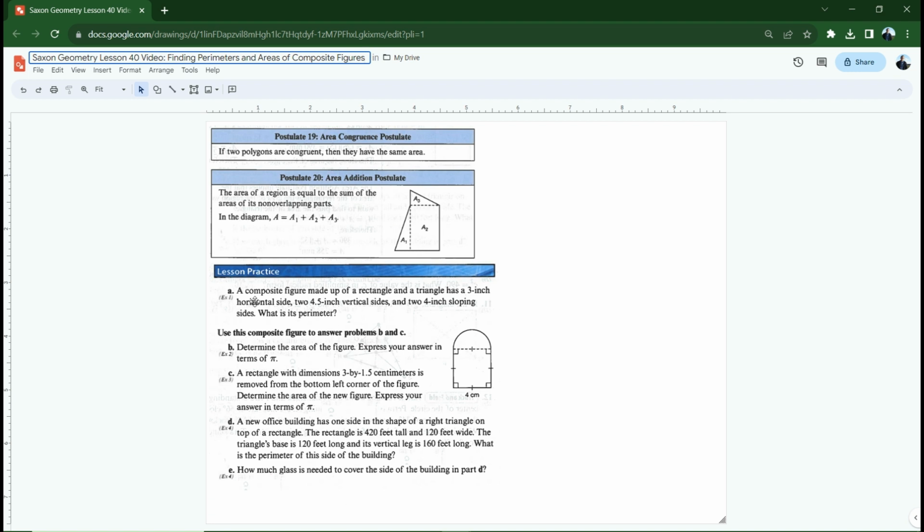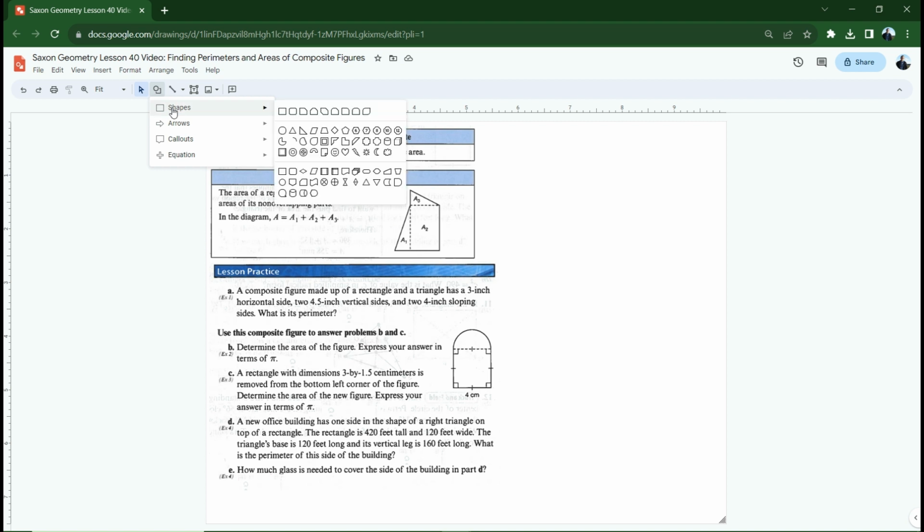Letter A: a composite figure is made up of a rectangle and a triangle. It has a 3-inch horizontal side, two 4.5-inch vertical sides, and two 4-inch sloping sides. What is the perimeter? Wow, this would be way easier if there was a diagram. I'm going to recommend that we make a diagram that shows what's happening.